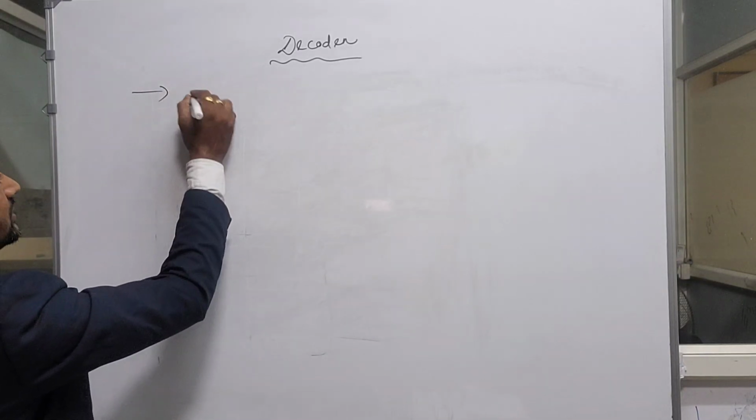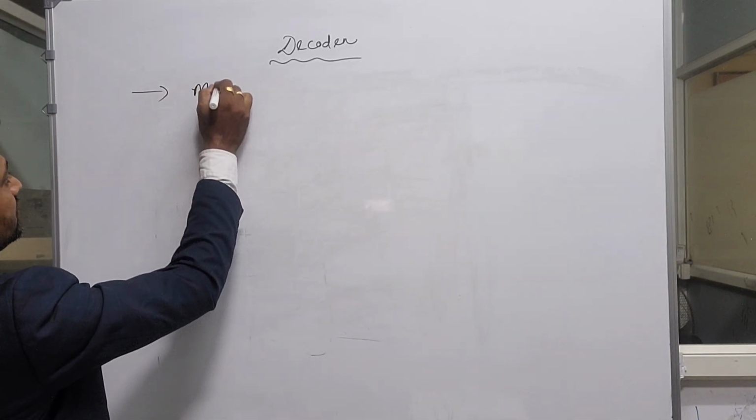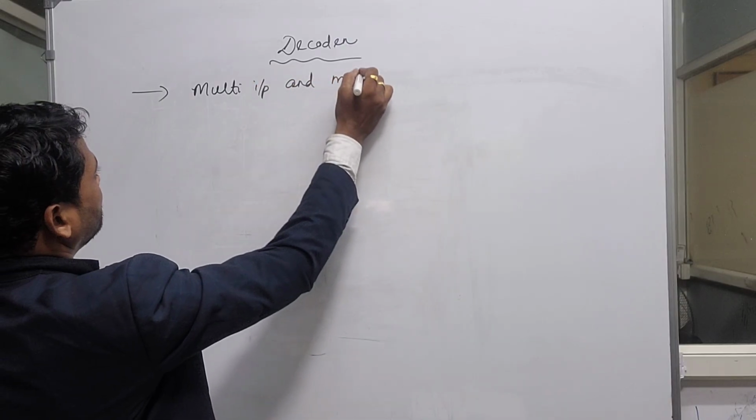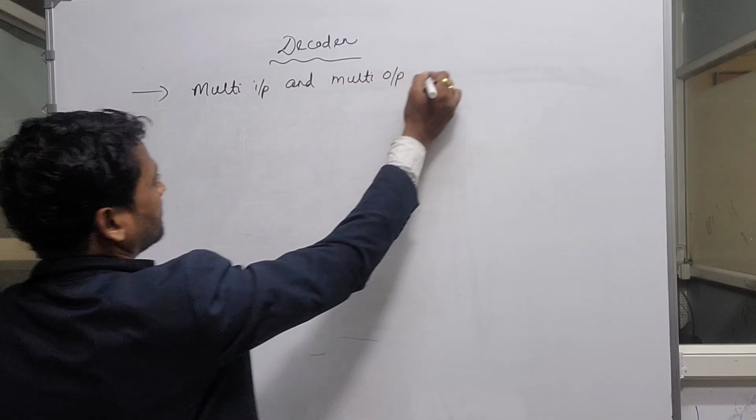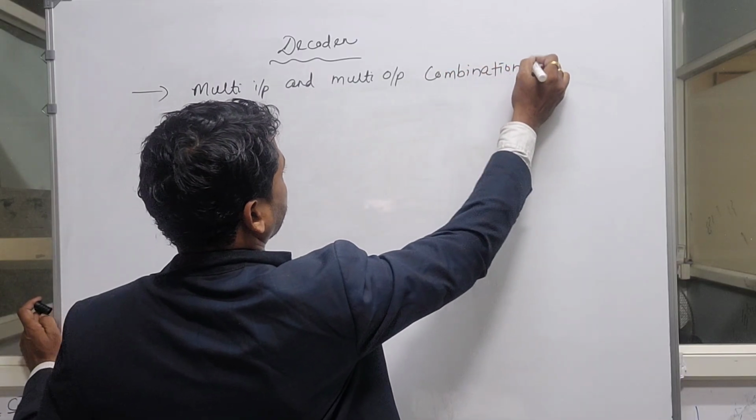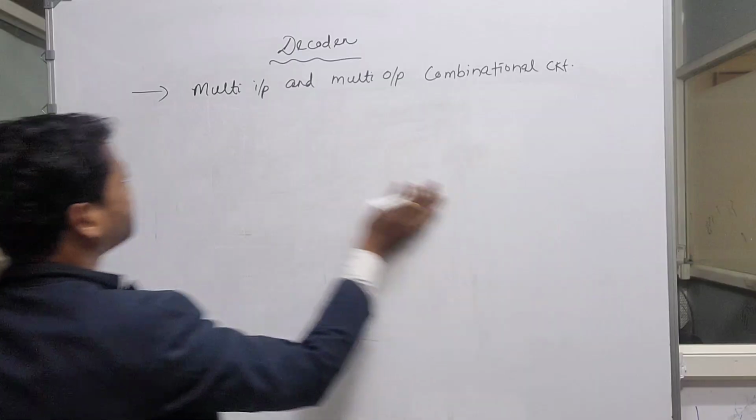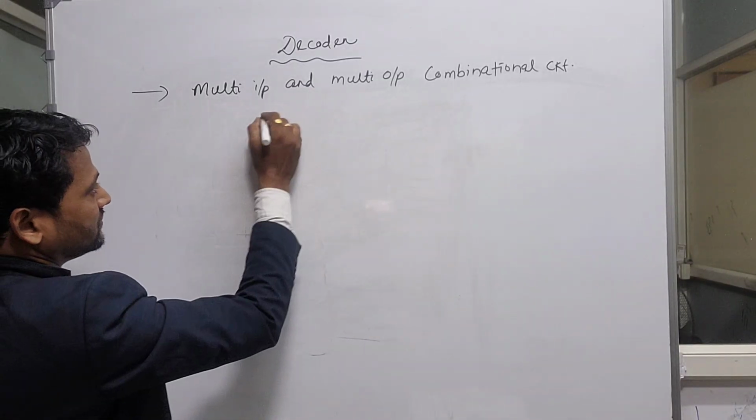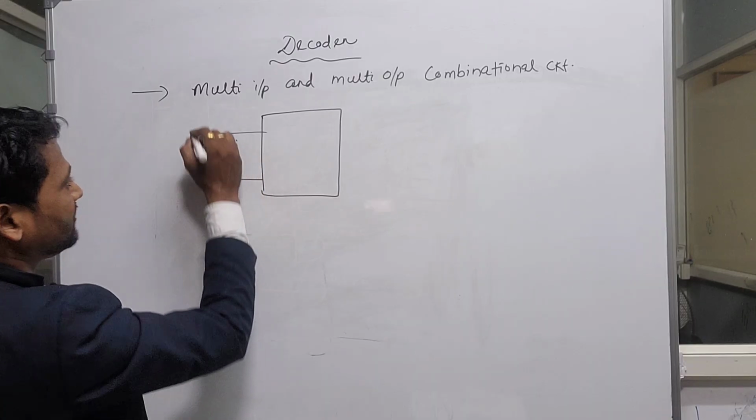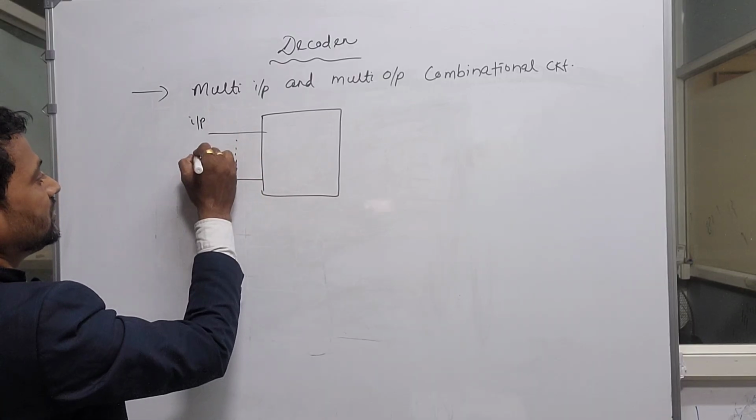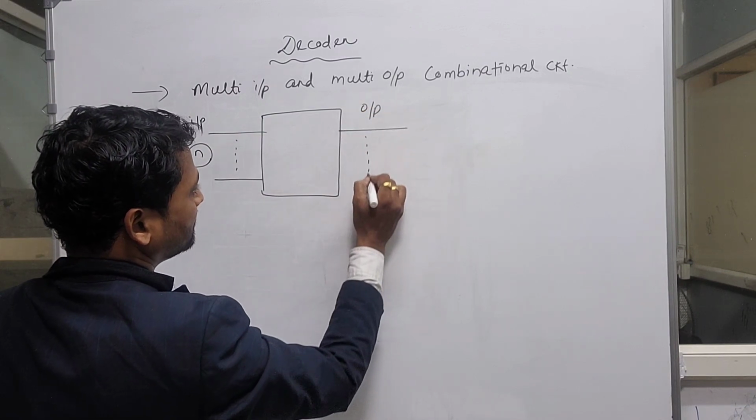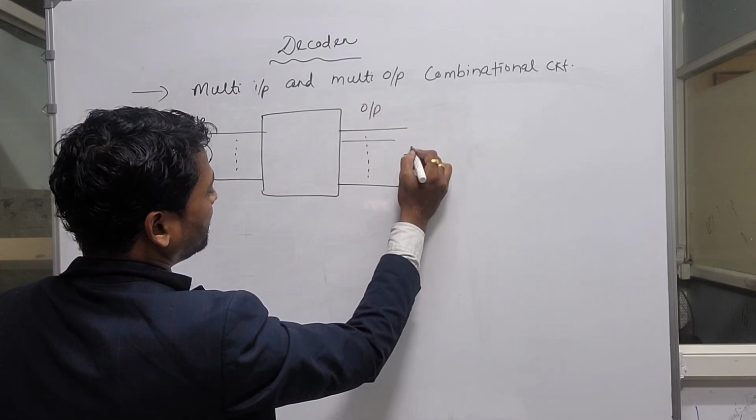So पहले definition लिख लेते हैं. It is a multi-input and multi-output combinational circuit. So input has n number of line. It's a multi-input. This side is input. If input has n number of line, so the output will have 2 to the power n number of line.